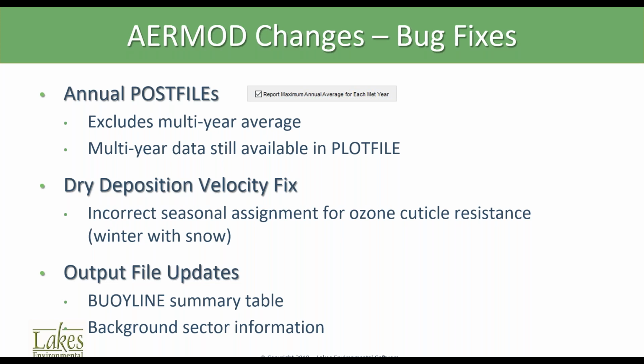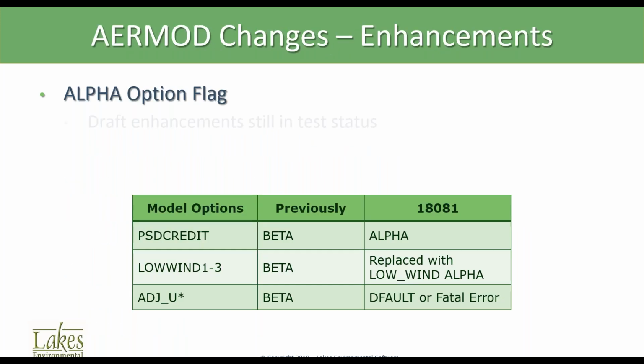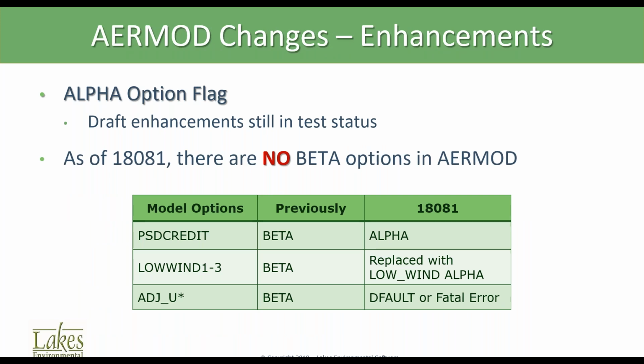Now we're going to take a look at model enhancements. New features, new keywords that have been added to the AERMOD model that you'll eventually be able to take advantage of. And the first of these enhancements is the alpha option flag. Now, in prior releases of the AERMOD model, there were beta options. These were non-default regulatory options and would typically require approval. And they were options that were put into the model mostly for testing purposes.